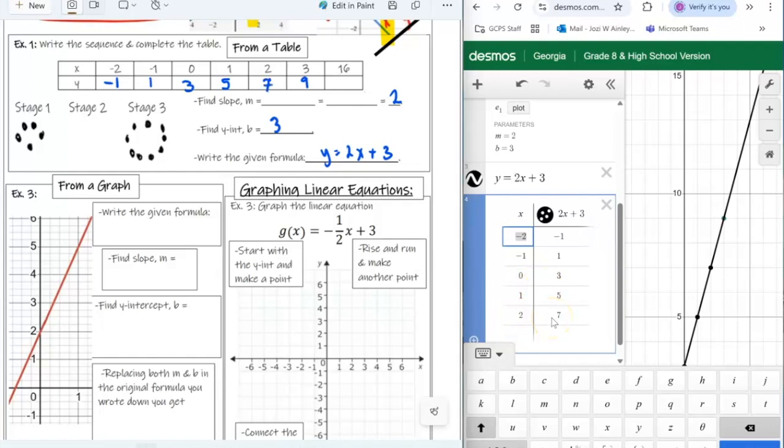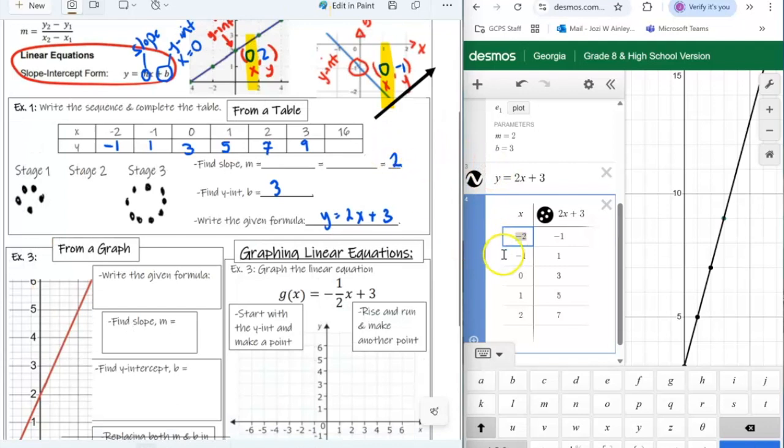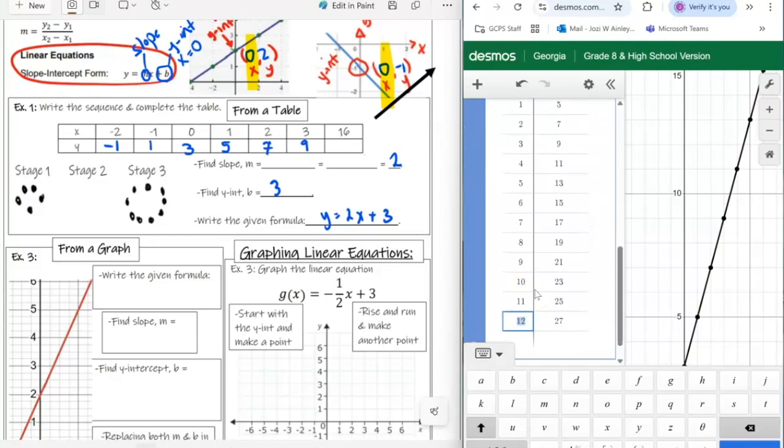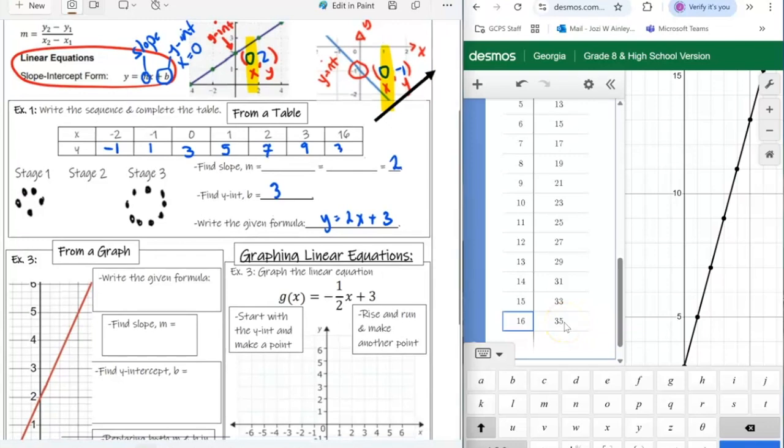But now the question becomes, how do I find 16? There are two methods in which you could do this. You can click on the last number, and then you can press enter repeatedly. Just keep pressing enter until you get to 16. Or you can actually type in whatever you want. So let's say I wanted 35. I can type in 35 and it's going to tell me what it is. So again, two methods. Go to the last number, press enter, or actually type in what you're looking for. So when x is 16, y is 35.